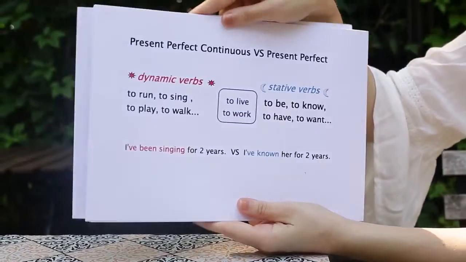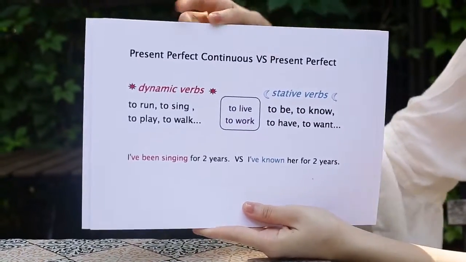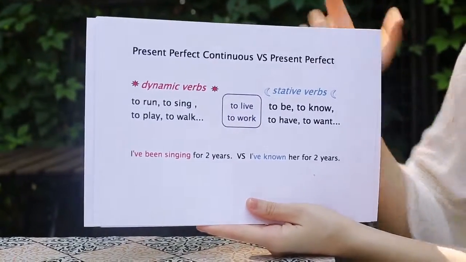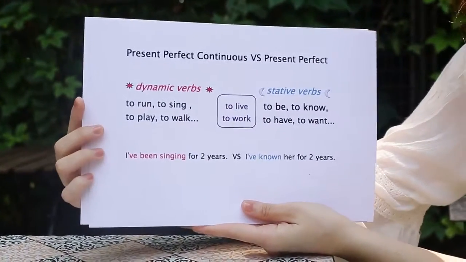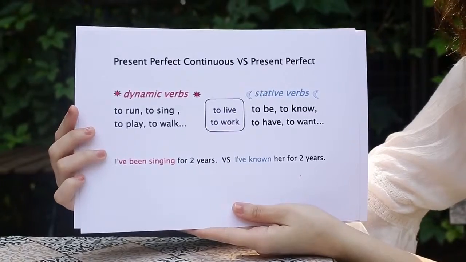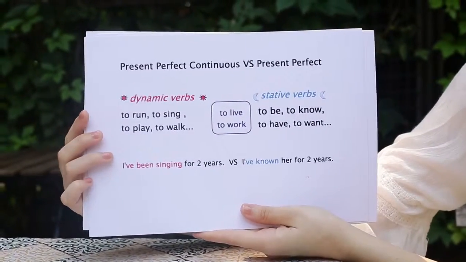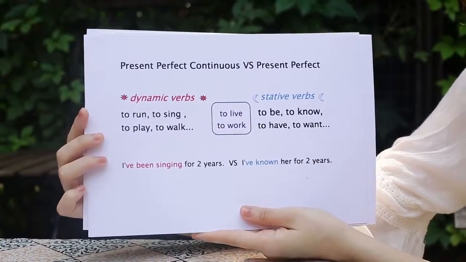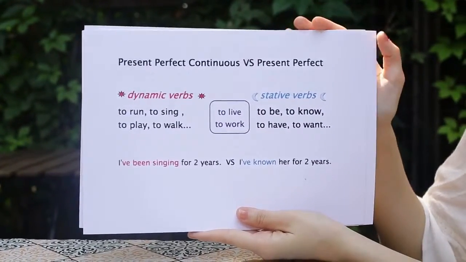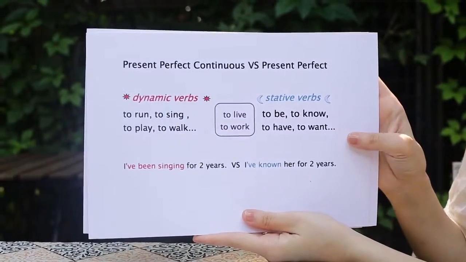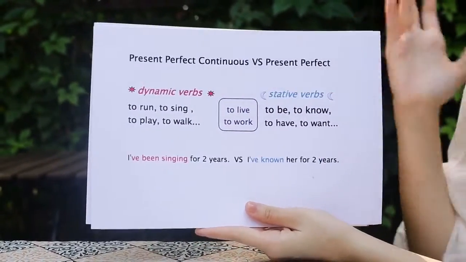Next, we have the difference between present perfect continuous and present perfect, which is very interesting. Usually, we use present perfect continuous with so-called dynamic verbs. To run, to sing, to play, to walk. Meanwhile, we use present perfect with stative verbs. To be, to know, to have, to want, to hear, etc.